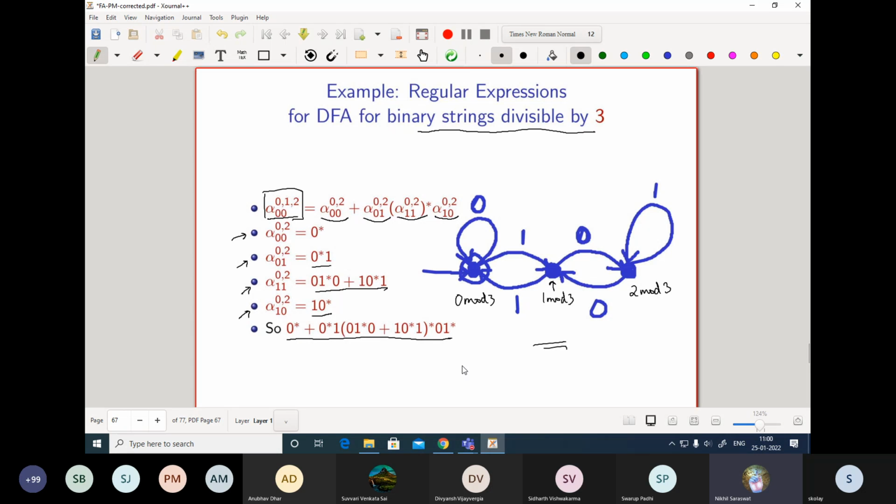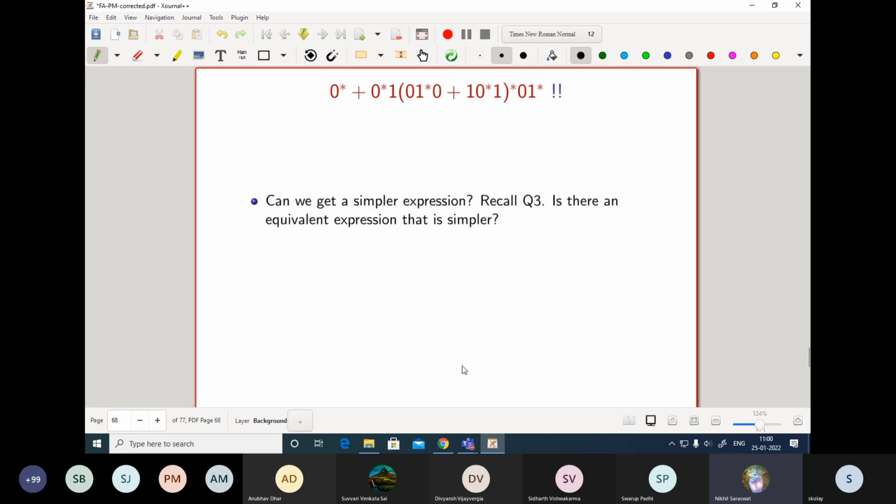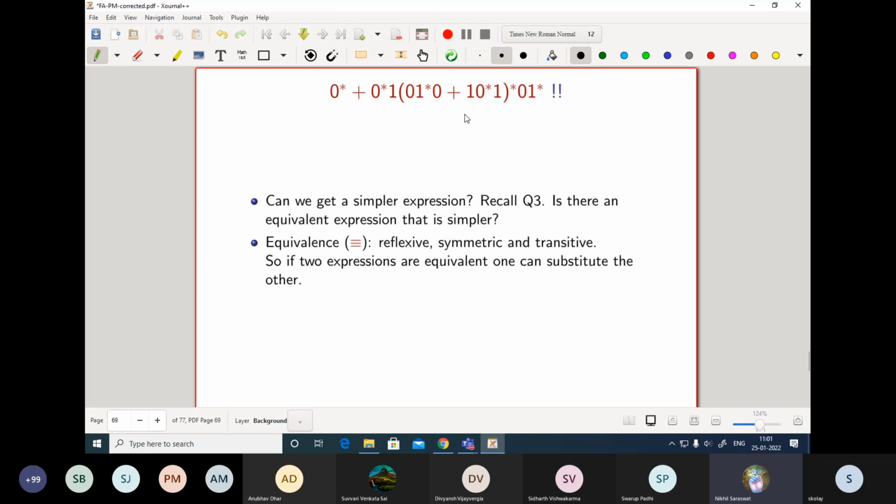Okay, so then naturally we come to the third question, that is, can we get a simpler expression? This seems very hard to parse. So is there an equivalent expression that is simpler? So equivalence is a relation that is reflexive, symmetric, and transitive. So if two expressions are equivalent, then one can be substituted for the other.